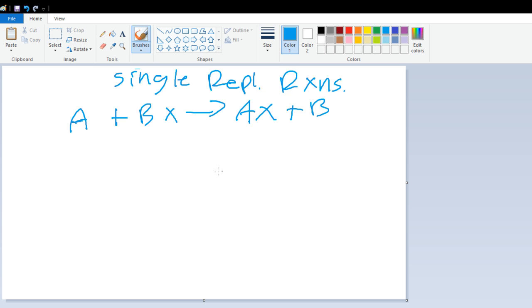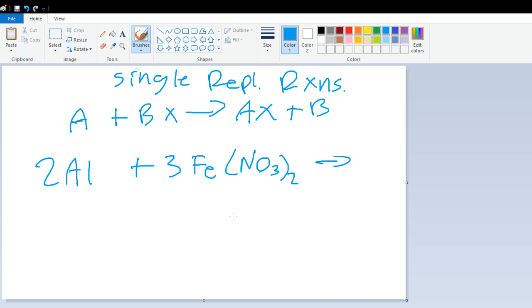One example of this is the equation of aluminum and iron nitrate going into solid iron and aluminum nitrate.